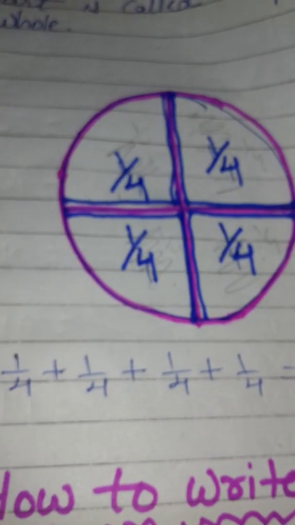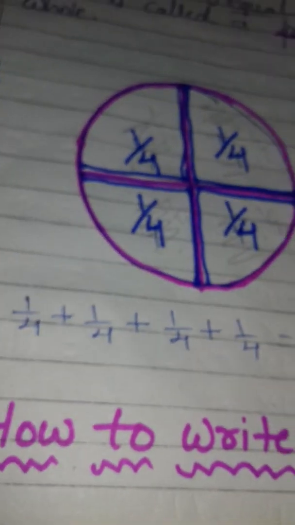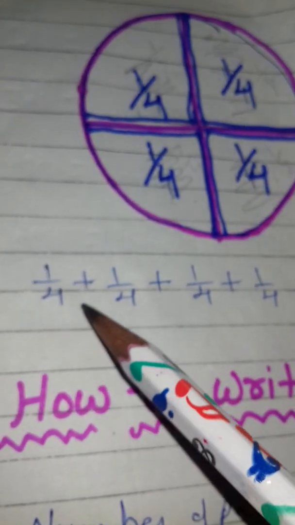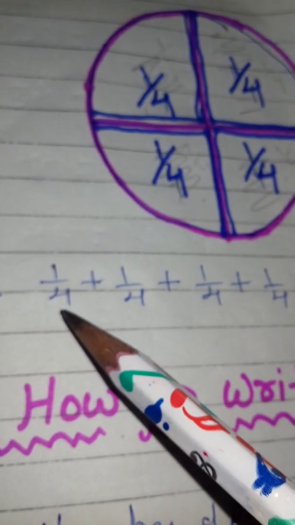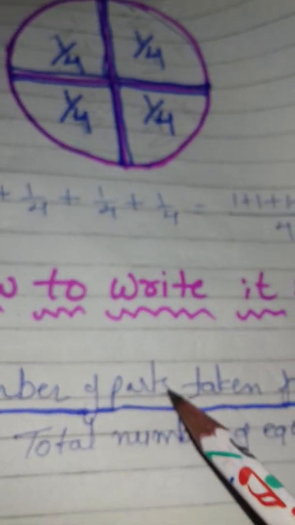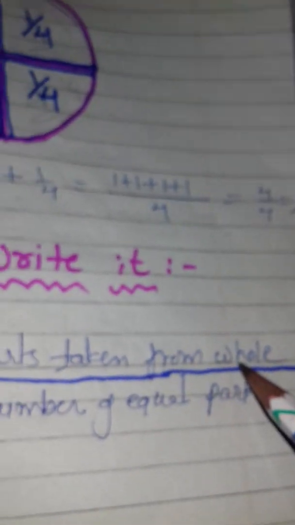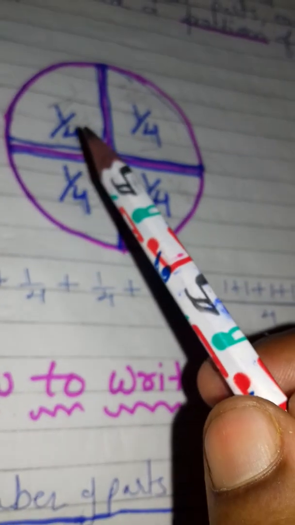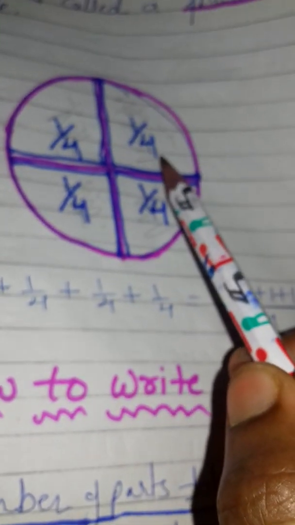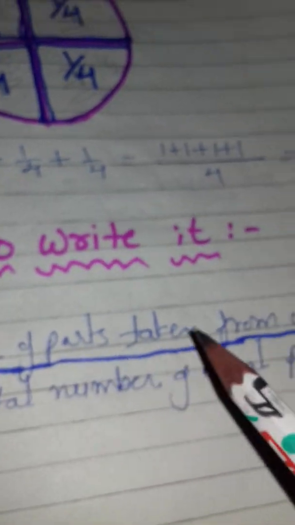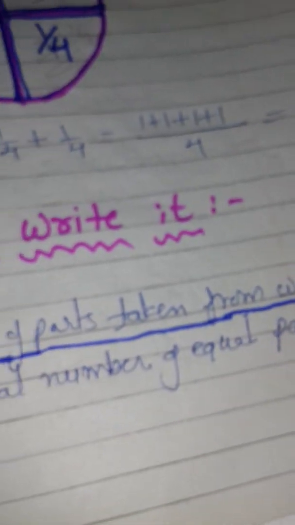Now let us learn how to write a fraction. As I have told you, we write the number in 2 parts, one up part and one down part. At the top, what are we writing? The number of parts taken from the whole, meaning how many parts you have taken from that whole: 1 part, 2 parts, 3 parts, or whatever. Here I have taken 1 part, here also I have taken 1 part. So at the top we write the number of parts taken from the whole, from the entire thing.